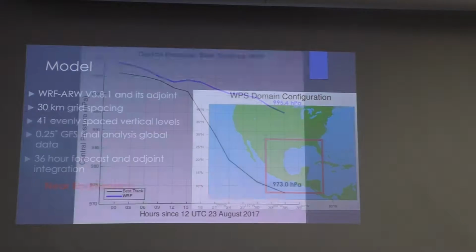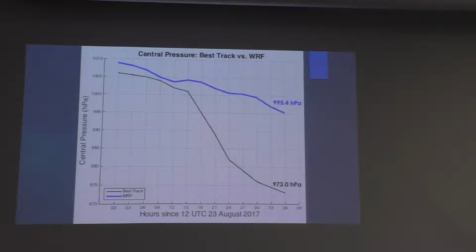To just get a quick look at what happened with the storm, we can look at how the central pressure was forecasted. The blue is my WRF simulation. The black is what was observed. We see that they start off at a generally same pressure. The WRF is about 3 hectopascals higher, and then they deepen at about the same rate until about 15 hours into the forecast, where the observed started rapidly intensifying and the WRF did not.